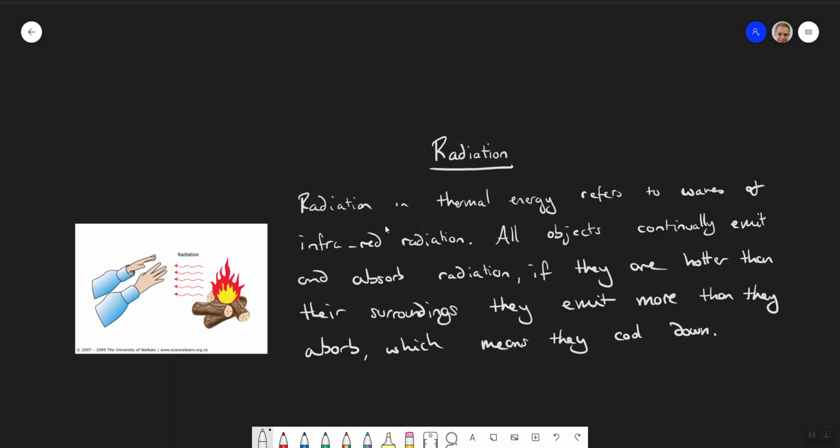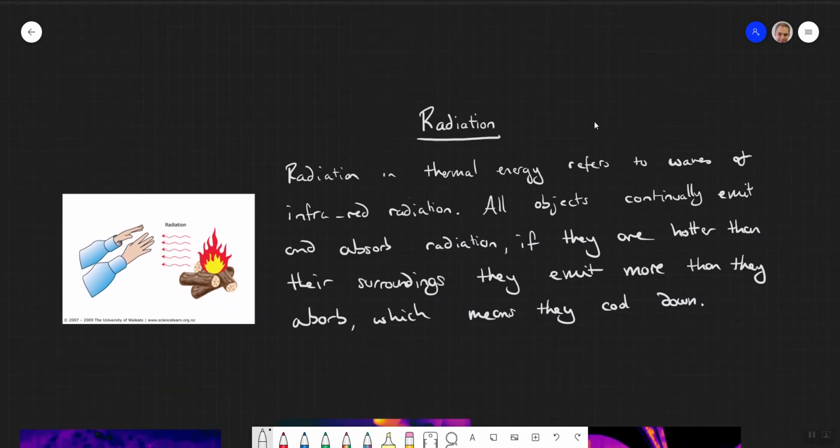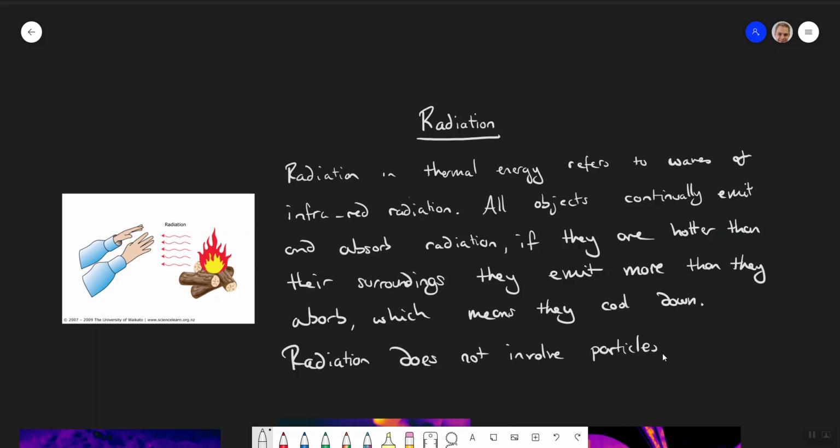And the wonderful thing about radiation being a wave is there is no reason for any particles. So there is no net flow of particles, which means that radiation is able to take place through a vacuum, because it's infrared waves. So radiation does not involve particles, so can take place in a vacuum, which is good for us because otherwise the sun would not actually heat us.